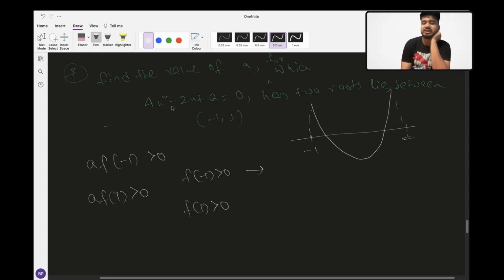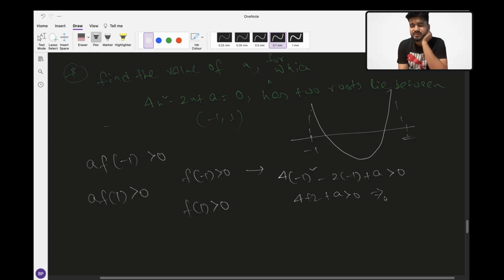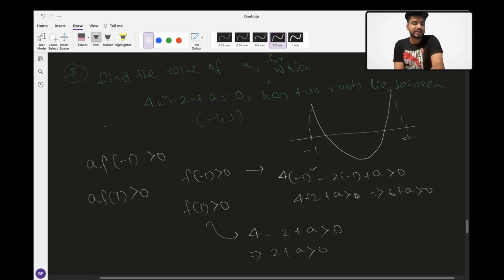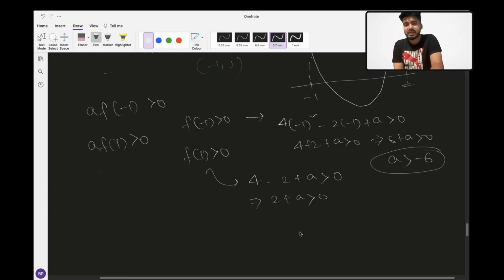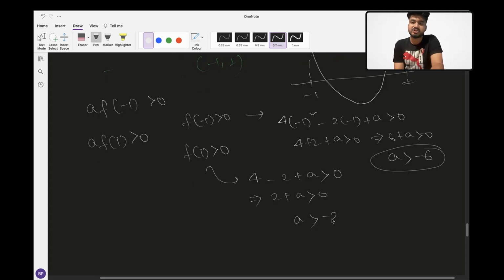So if you solve f of -1, what will come? 4 into (-1) square minus 2 into -1 plus a, that will be positive. That means 4 plus 2 plus a, that is 6 plus a. And in this case, it will come 4 minus 2 plus a, that will be positive. So that means 2 plus a is positive. Yes or no? So here we are getting a is greater than -6. Here we are getting a is greater than -2.